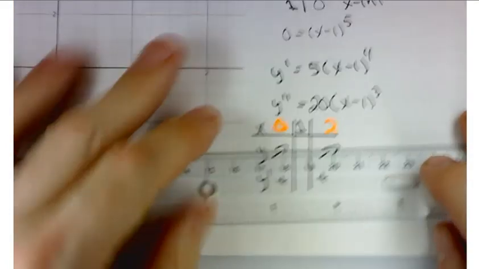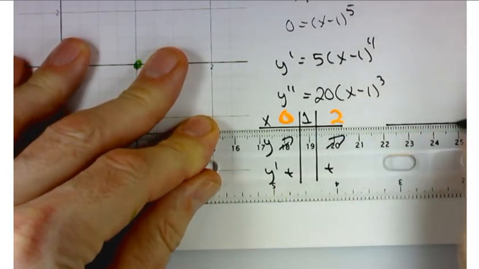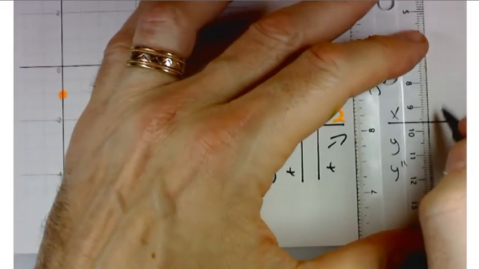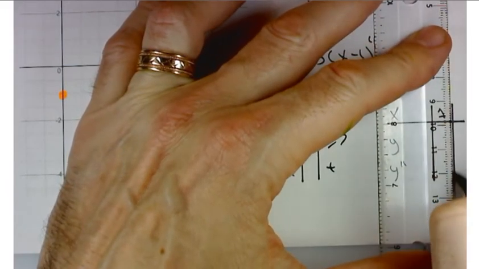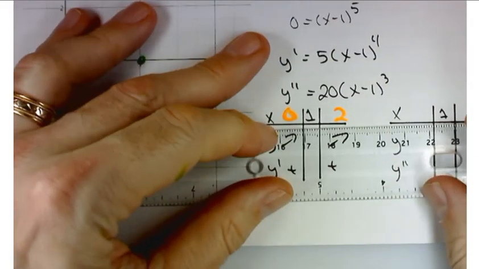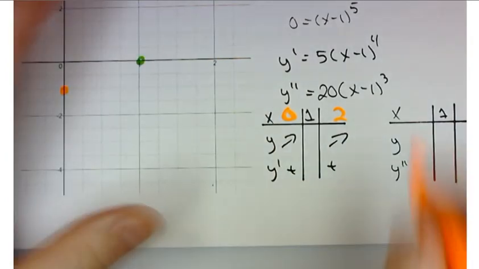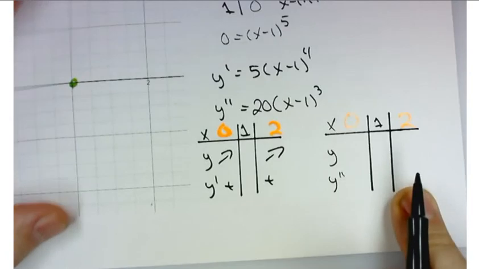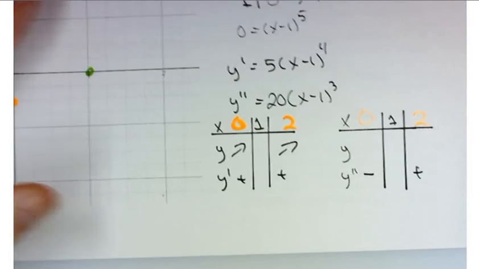Let's work on the second derivative. So second derivative: x, y, y double prime. Same game. x equals 1 is where it's all happening, and we want to test on either side. We can use the same points as before. That's not cheating. 0 and 2. What are the signs this time? Good. Negative and positive. Nice.